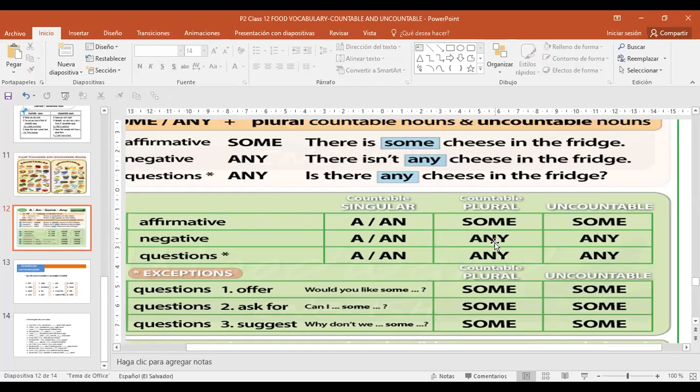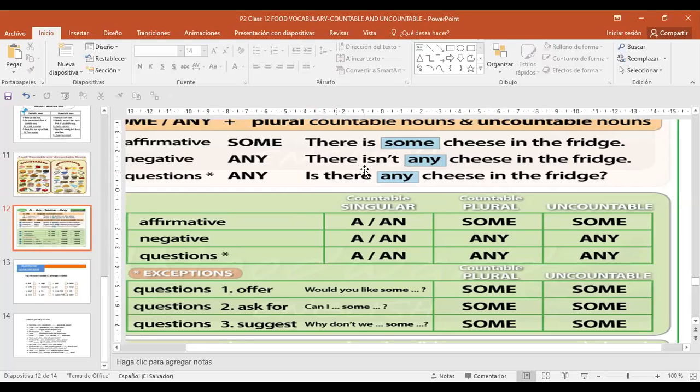Nada, ¿verdad? O algo, ¿verdad? Puede tomar el rol de nada o de algo. Y también lo podemos usar con plural countable y con uncountable. Pero normalmente el any, la diferencia es que lo usamos en negatives y en questions only, not for affirmative. No lo utilizamos para afirmativa.